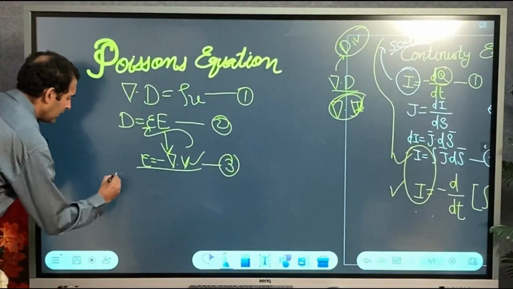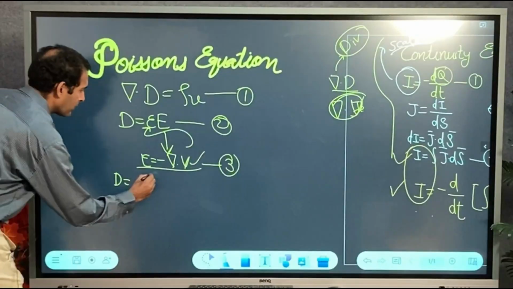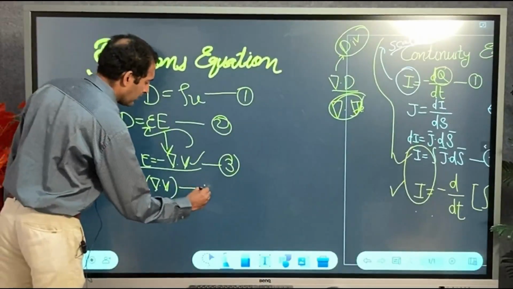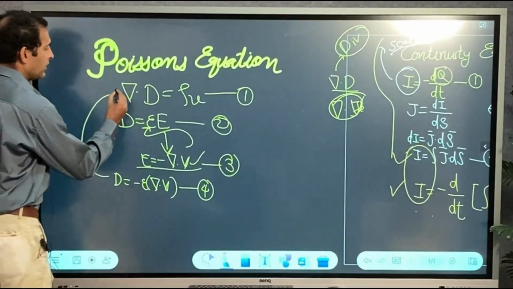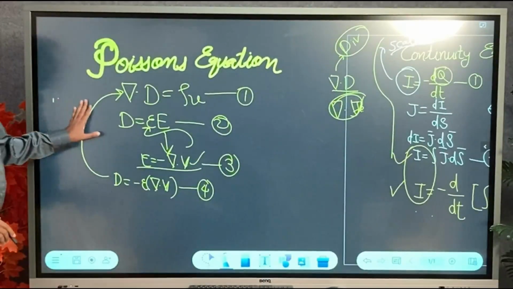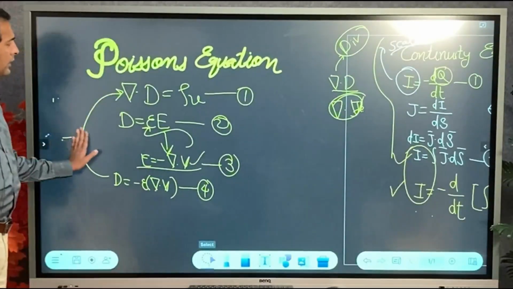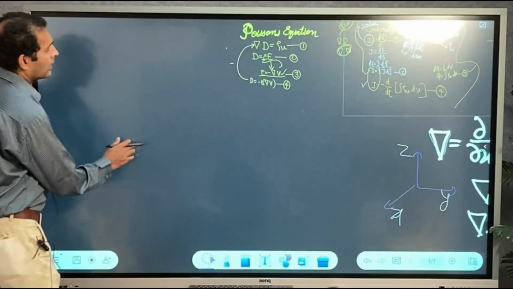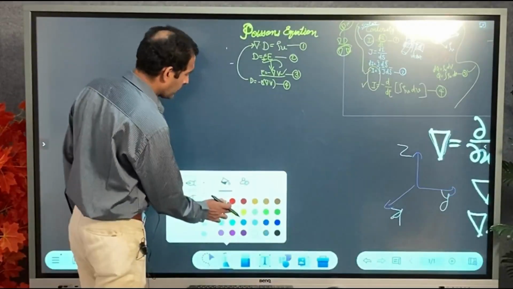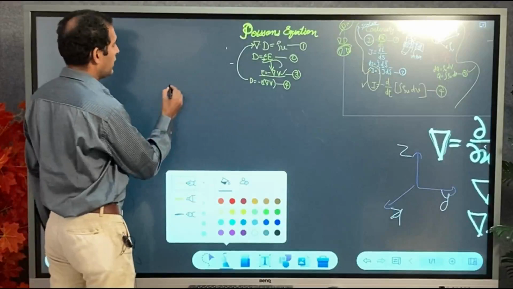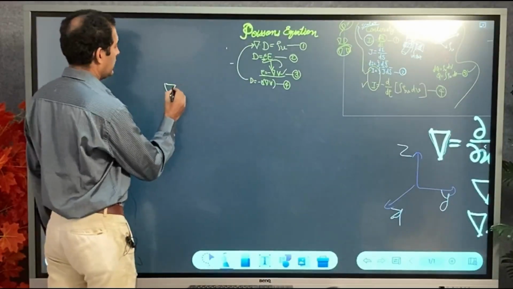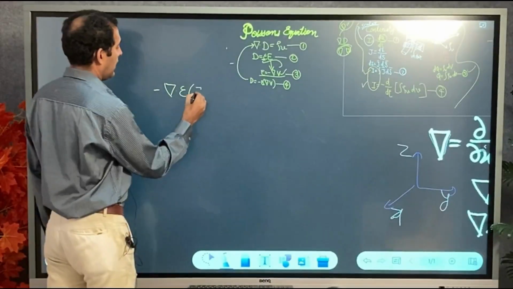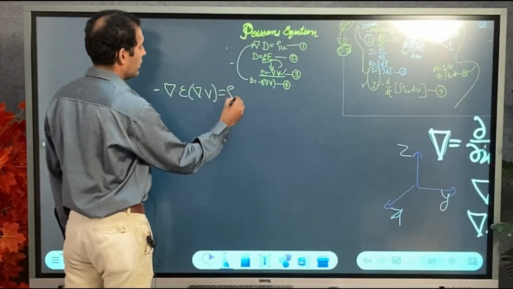So what will we get? We will get D is equal to minus epsilon del V. We'll call it equation number 4. Now let us keep equation number 4 in equation number 1. So del dot D, in place of D we will write minus epsilon del V, so del dot of that is equal to rho V.